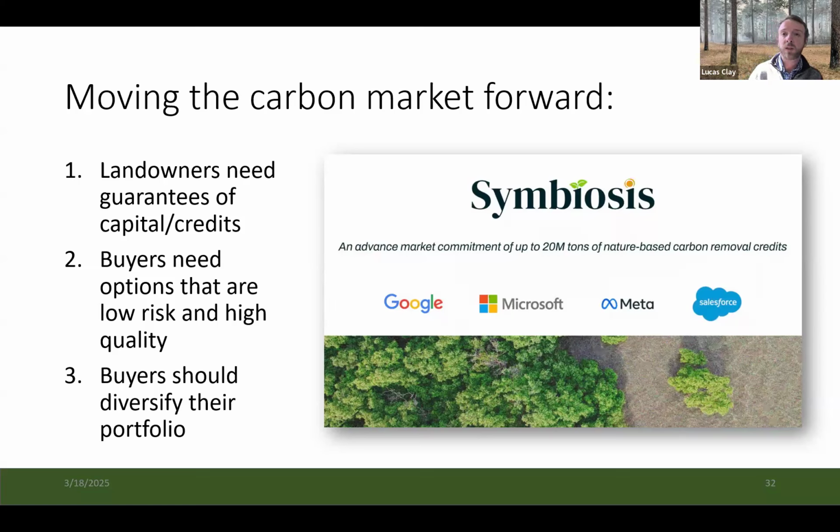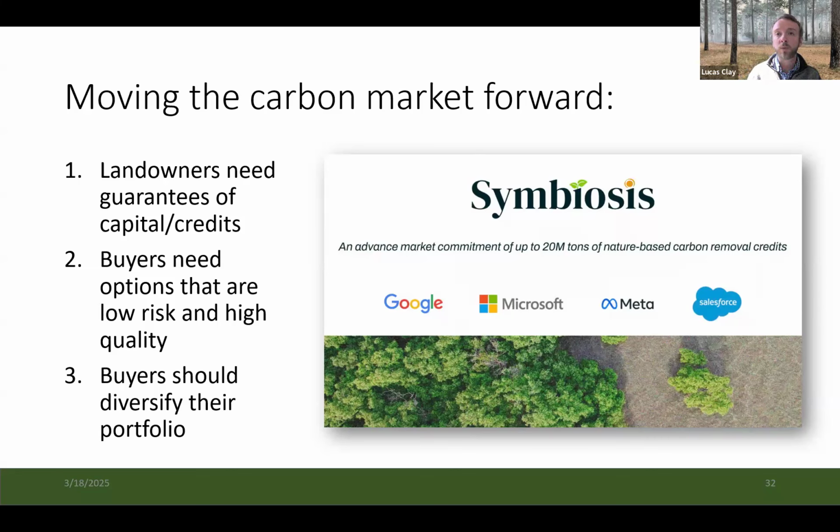At the same time, the idea for buyers is, again, just like any type of market, that they want to diversify their portfolio. So we've talked a lot about forestry credits today, but a lot of these companies, Microsoft is a great example, are diversifying their carbon credit portfolio. So they're purchasing nature-based removal credits. They're purchasing improved forest management credits. They're also purchasing biochar credits or other types of direct air capture credits that are removing carbon from the atmosphere. They even purchase agriculture credits as well.